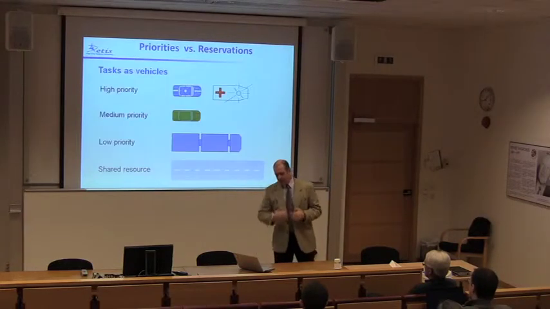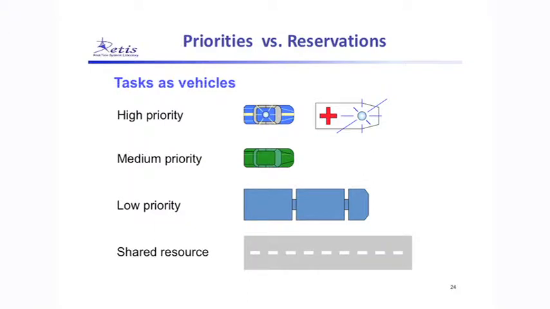So just to make a comparison, you can think of priorities versus reservation with tasks as vehicles. Suppose you have different tasks, different vehicles with different priority. Right? An ambulance, of course, has a high priority. Police has a high priority.